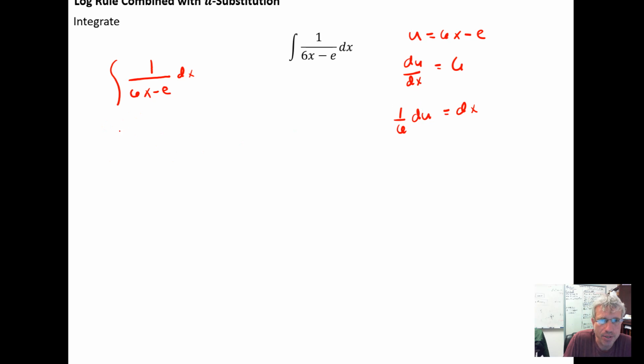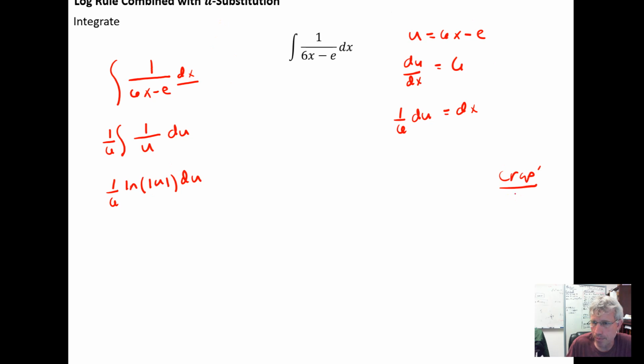So I'm going to come over and make my substitution. It's going to be 1 over 6x minus e is u. And then I'm going to replace the dx with 1/6 du. But the 1/6 is a constant and can be factored out in front of the integral. I'm now going to integrate. So I'm going to get 1/6 the natural log of the absolute value of u du.